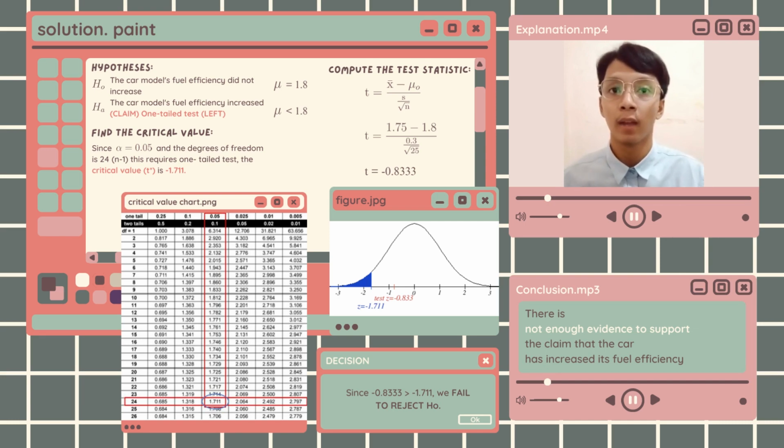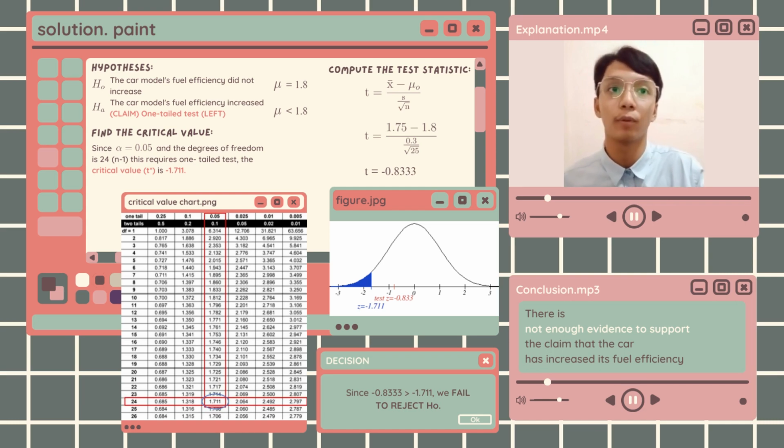The next step is to find the critical value. Since alpha is 0.05 and the degrees of freedom is 24, which we got from n minus 1, this requires a one-tailed test that is equal to negative 1.711.